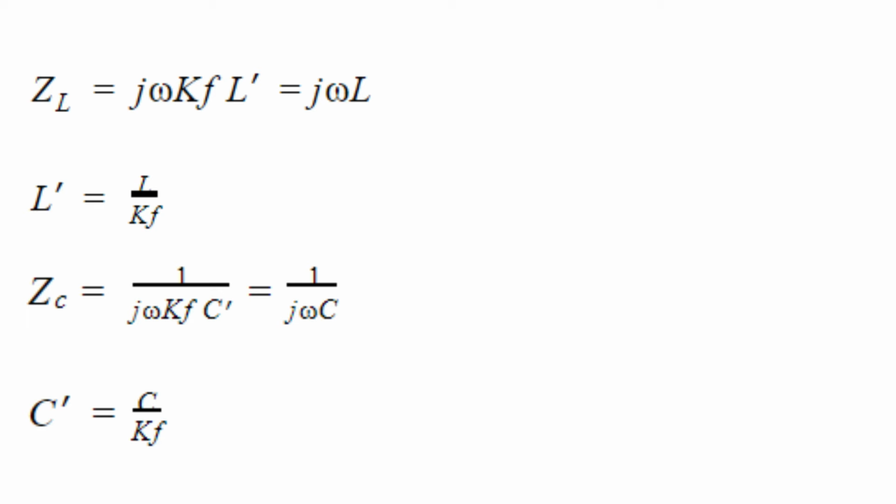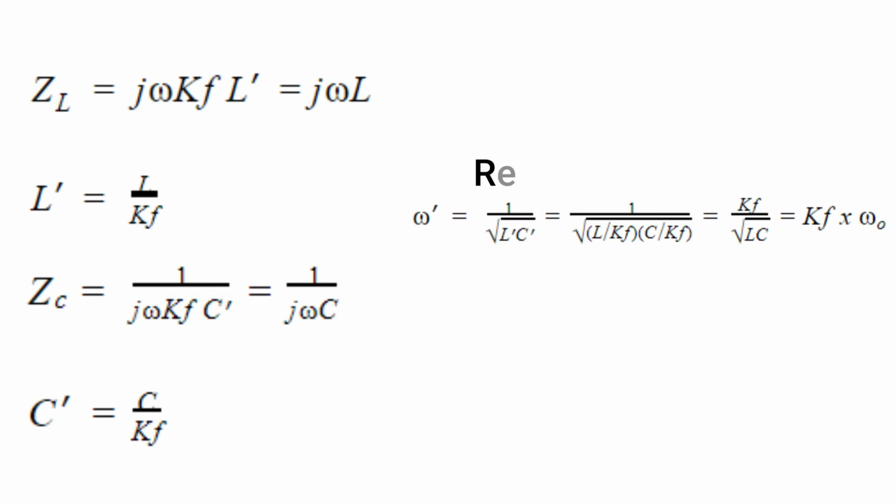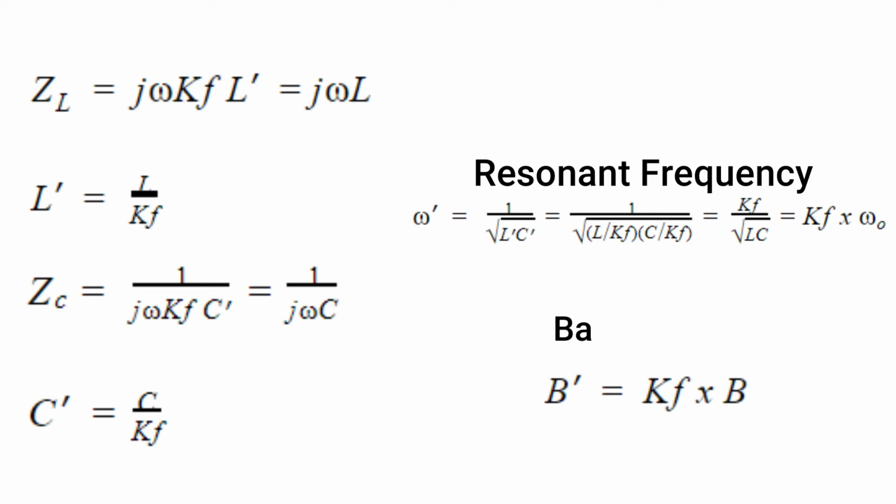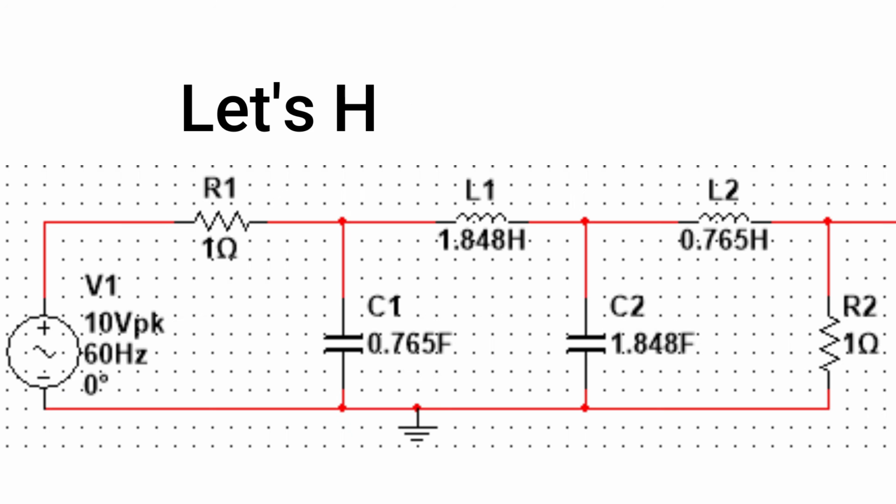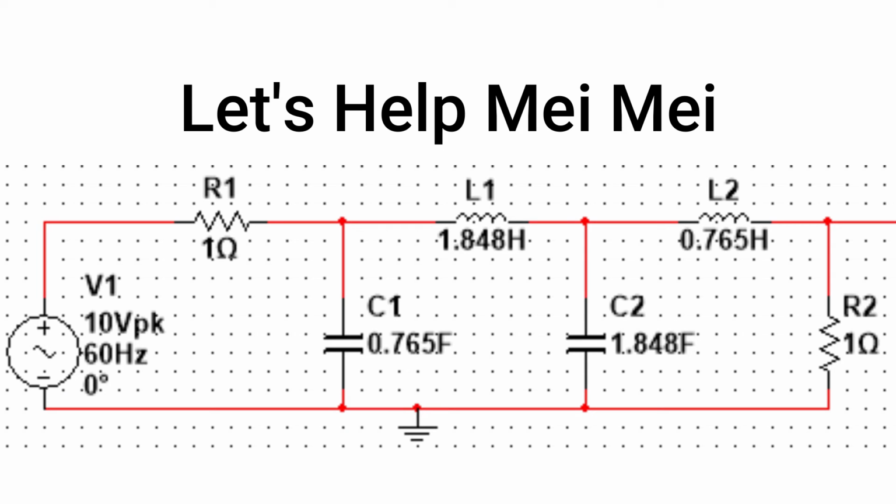Using this method, the new inductor value L xn is obtained. And of course, by using the same method as the inductor, the new value of capacitor C xn is obtained. We need to remember that omega 0 xn equals the scale factor of frequency times omega 0, and bandwidth xn equals the scale factor of frequency times bandwidth. In frequency scaling, the resonant frequency and the bandwidth are affected. Now, let's help Meimei.